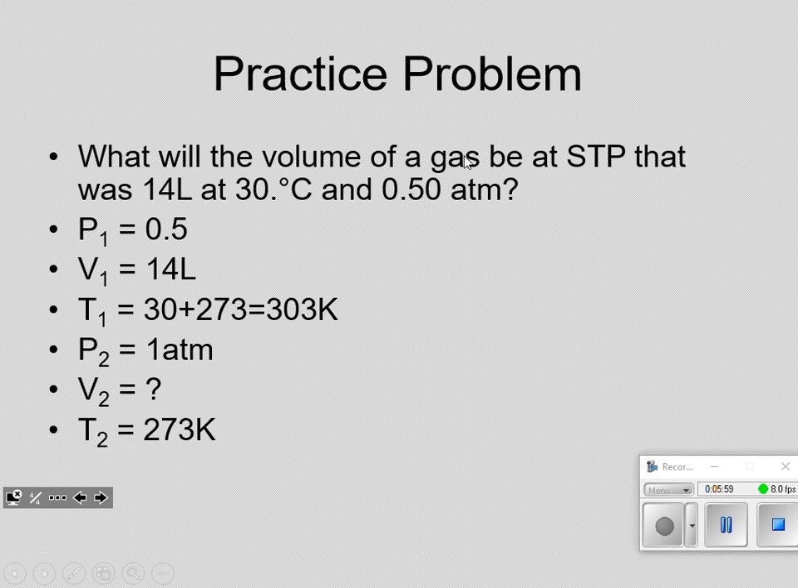P2, what will it be? Standard pressure, 1 atmosphere. You could call it 760 millimeters of mercury as well, but since this is already in atmospheres, sorry that I dropped the unit here, why not keep that in atmospheres as well? Asking for V2, T2 again, standard temperature is 273. So you want to organize these types of problems as you go about. To me, that's the key component of this.